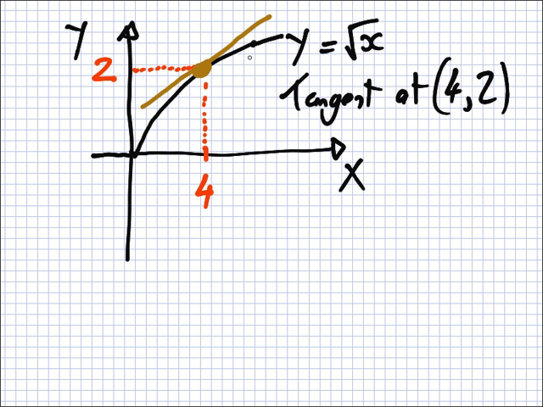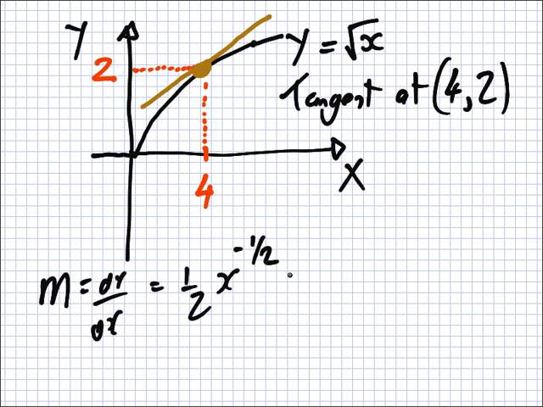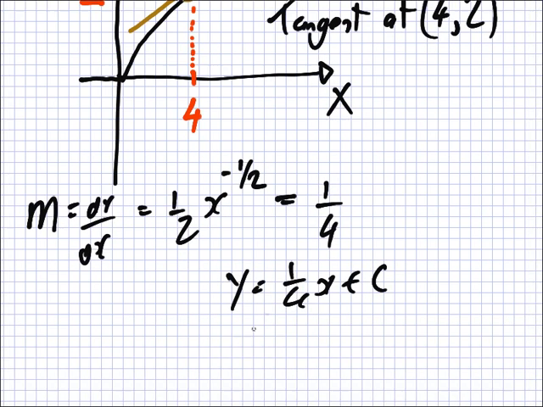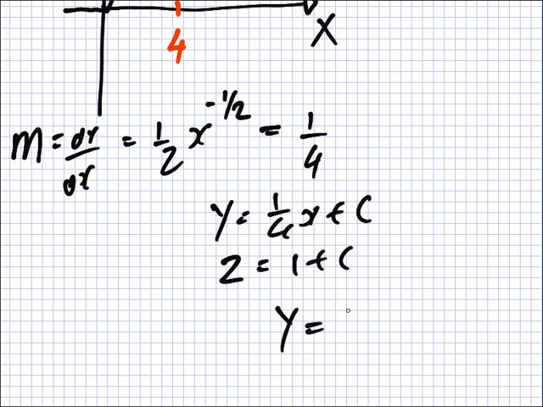Okay, did you get the tangent line? So again, m equals dy/dx, which in this case will be a half x to the power of minus a half, isn't it? And the x is 4, so is that a quarter? Yeah. And then we have y equals a quarter x plus c, so we sub in our 2, so is c 1? We got c as 1? Yeah. So we have the tangent as y is a quarter x plus 1.